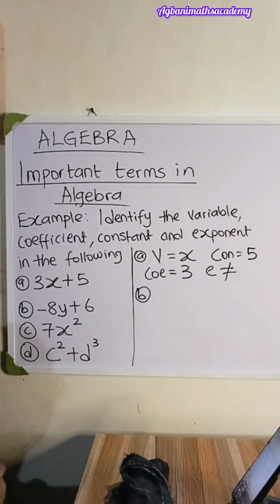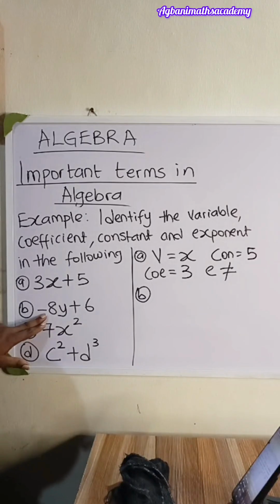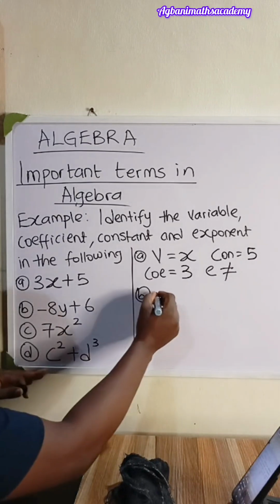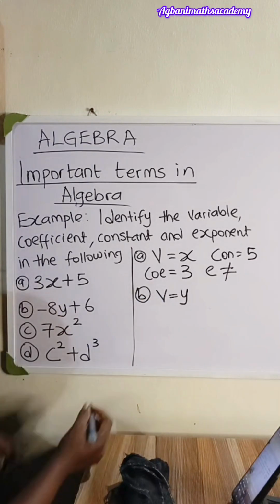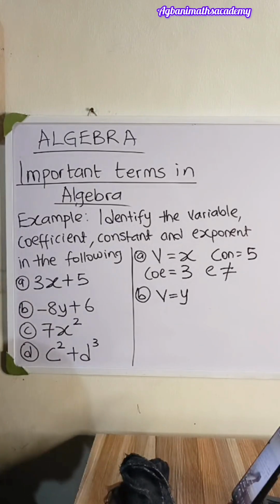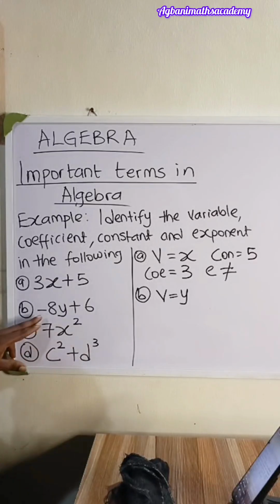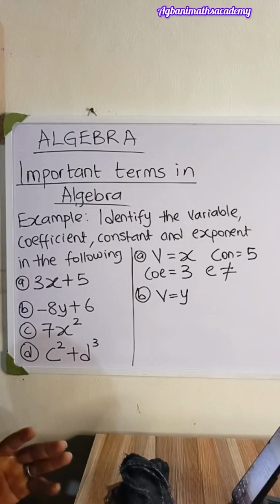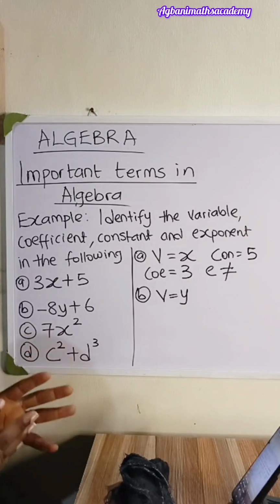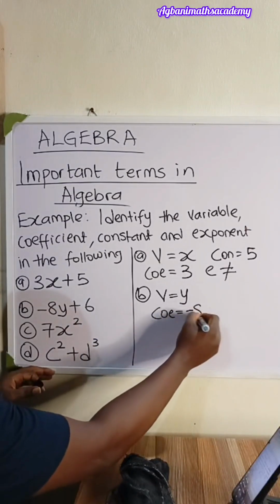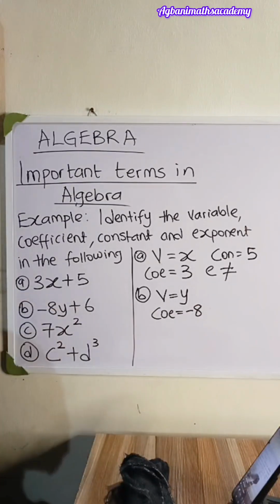The number above. So let's look at this one, B. Do we have a variable? Do we have an alphabet? Yes, we do. The alphabet here is Y. So that means the variable is equal to Y. Do we have a coefficient? Do we have a number in front of the alphabet? Yes, we do. And the number there is minus 8. So you can see that when we are calling the coefficient, we also add the sign, which is minus. So the coefficient is minus 8 because the minus sign belongs to 8.